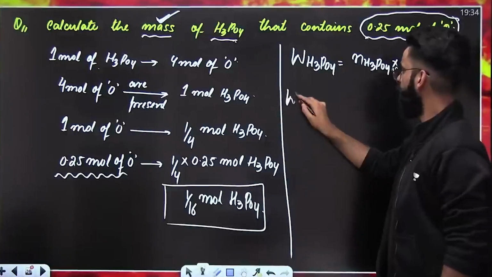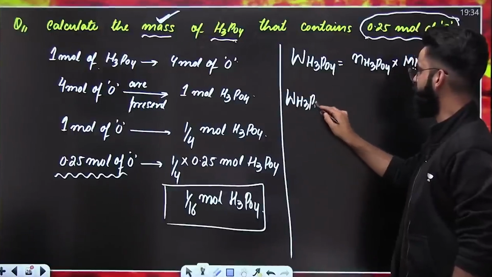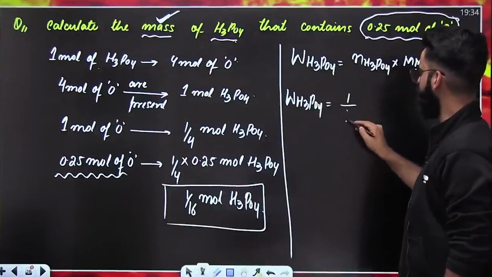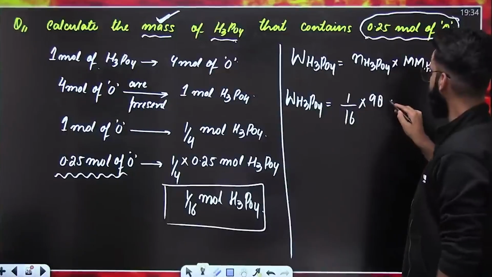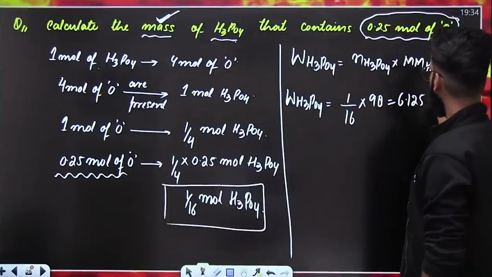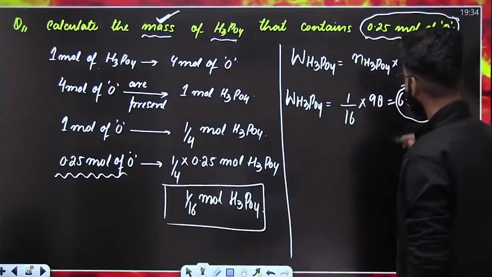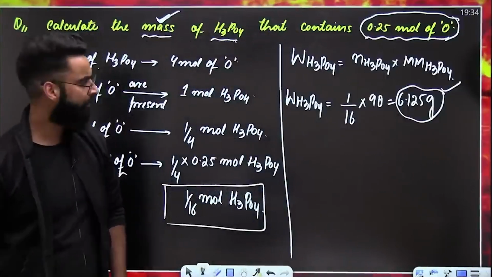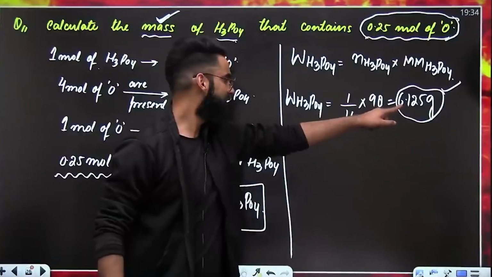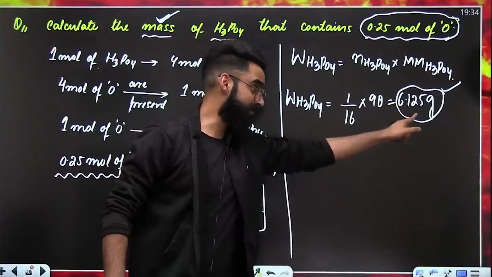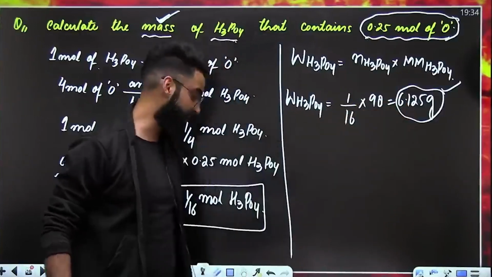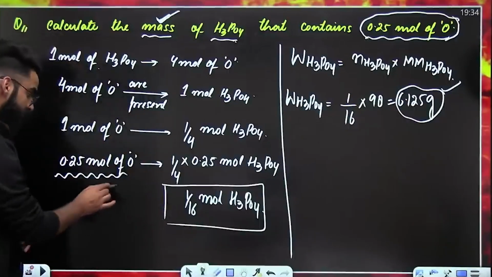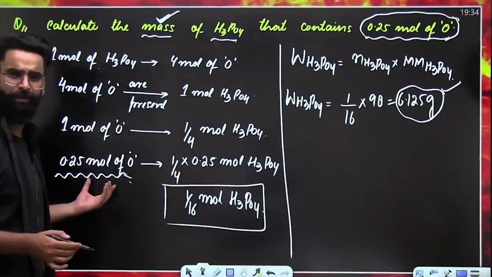Correct? So, mass of H3PO4 in grams will be equal to moles, 1 by 16, times molar mass, 98. The value comes out to be 6.125. So, what about the 6.125 grams? What is this exactly? This is basically the mass of H3PO4. This 6.125 grams is the mass of H3PO4 which contains 0.25 moles of O.